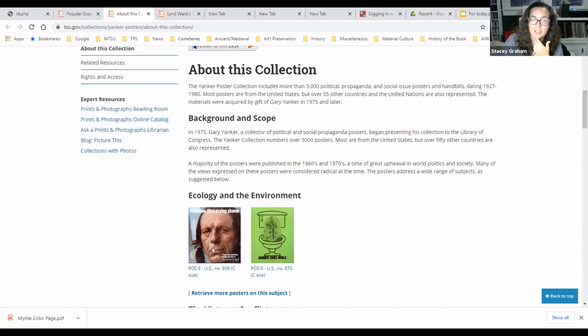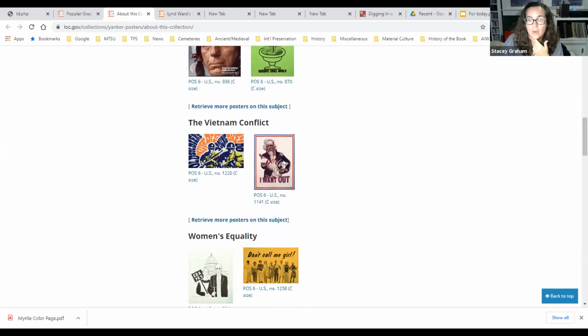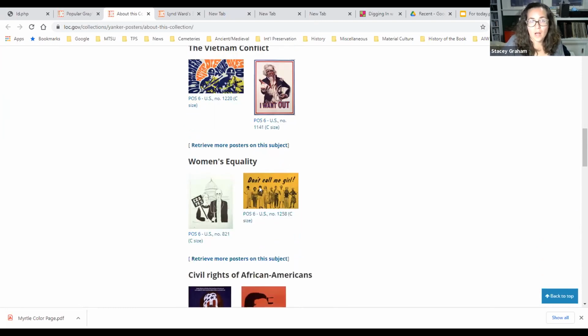Very stark messaging there. The Vietnam conflict, this is a great one. You have a bandaged Uncle Sam saying, "I want out." And it would be great, of course, to contrast that with the, "I want you," that we're all very familiar with. Posters on women's equality, the ERA, Equal Rights Amendment, which still has not passed. Yes, and using the Grant Wood American Gothic imagery in front of the US Capitol.